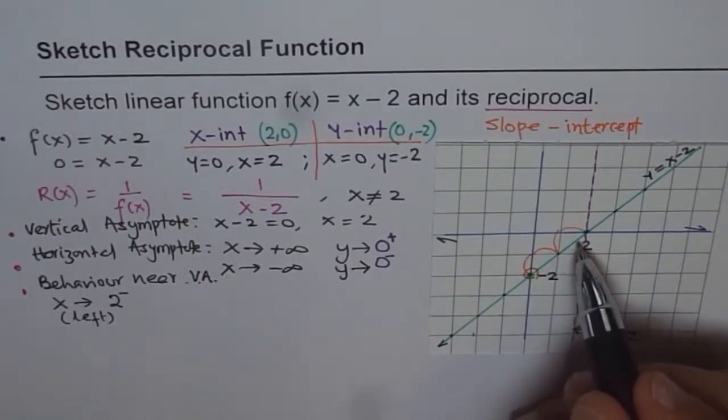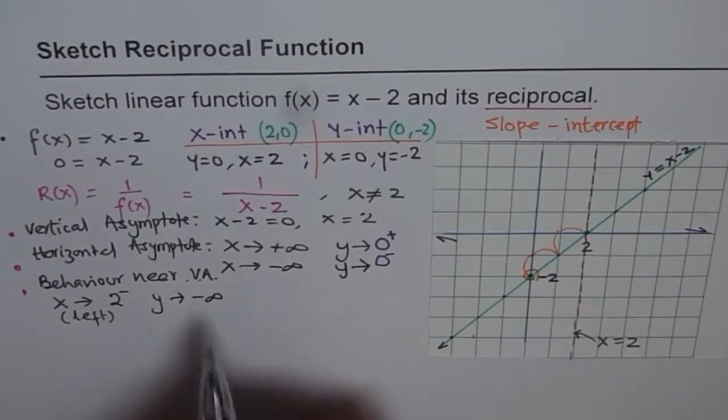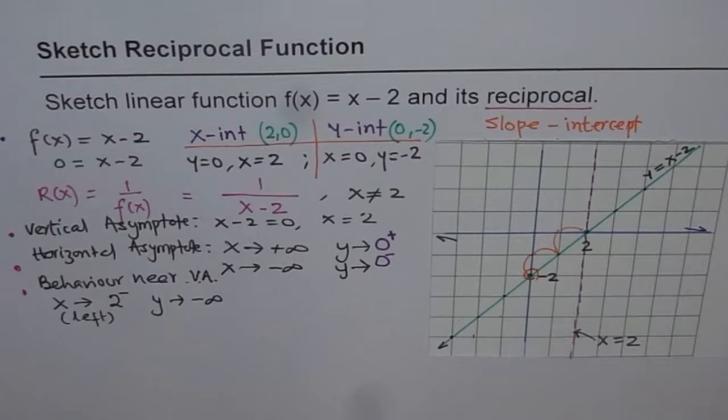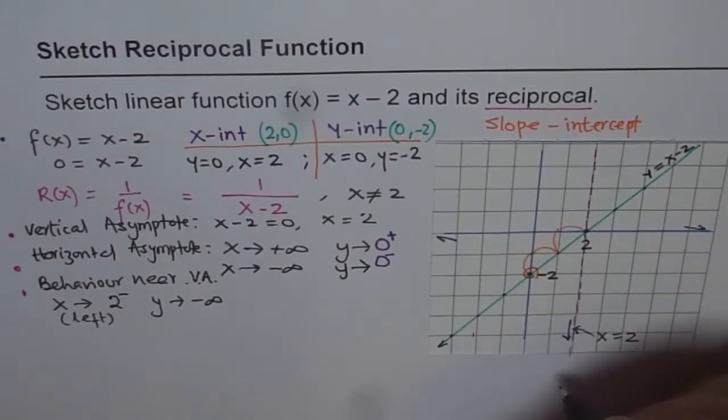Now x value is negative. It is approaching 0. 1 over 0 is infinitely large, right? So it is approaching infinity, but towards the negative side. So here the behavior is that our function is actually approaching infinity, and that too towards the negative side. So it is approaching in this direction.